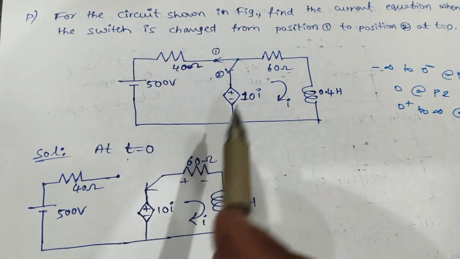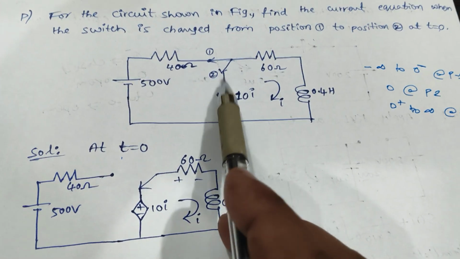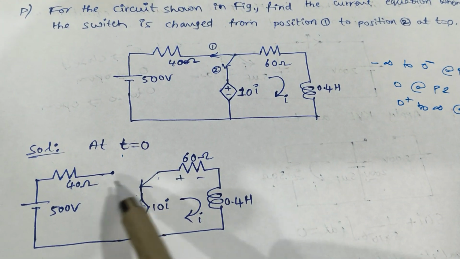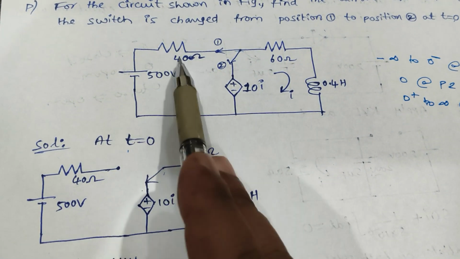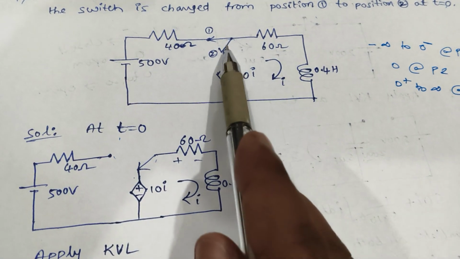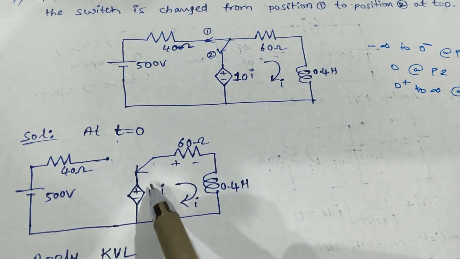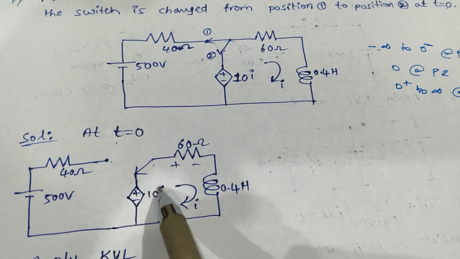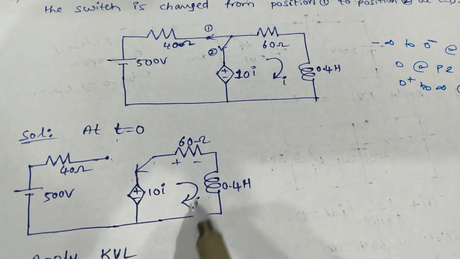At t equal to 0, when the switch is moving from position 1 to position 2, the circuit diagram will become, I'll redraw the circuit diagram here: 500 volts, 40 ohms. This side it is open because the switch has moved to position 2. Now the circuit will be closed in this way. The inductor current is I here.